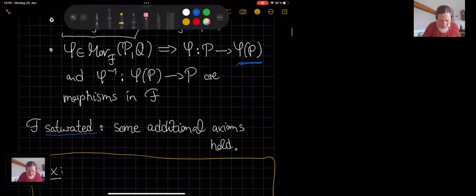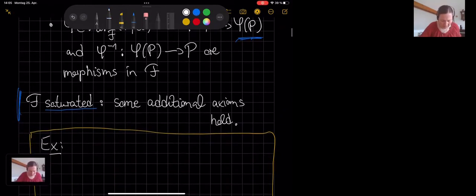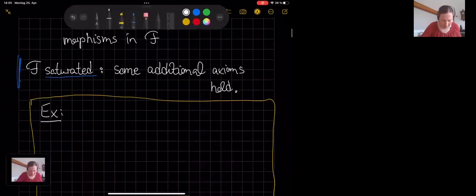So that is a fusion system, and usually one wants to look at saturated fusion systems, where some additional axioms hold. So I think more enlightening than giving you the precise definition is the example. So if G is a finite group, or could even be just some group, and S is a finite p-subgroup.